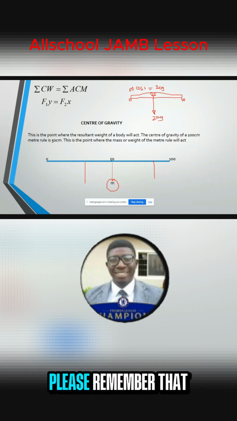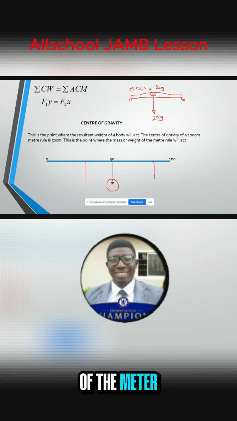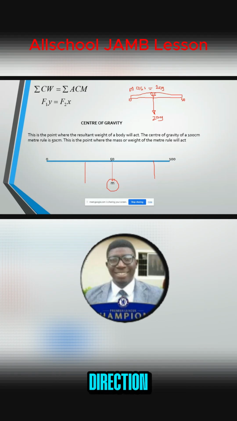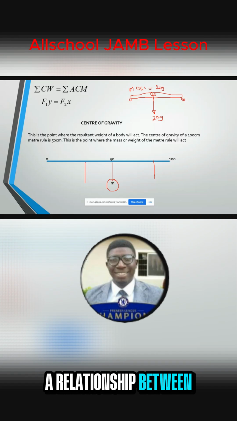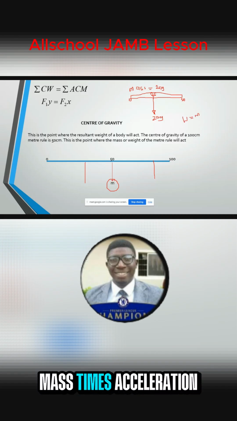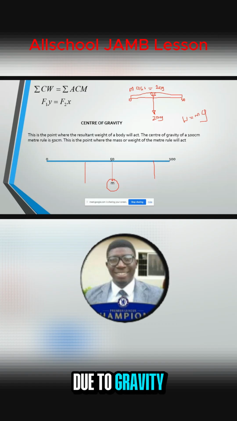So always please remember that if you are given the mass of the meter rule, locate that one first. Draw an arrow down, because weight will always act in a downward direction. Remember that mass and weight are brothers, though they are not the same. We have a relationship between mass and weight: weight is simply mass times acceleration due to gravity.